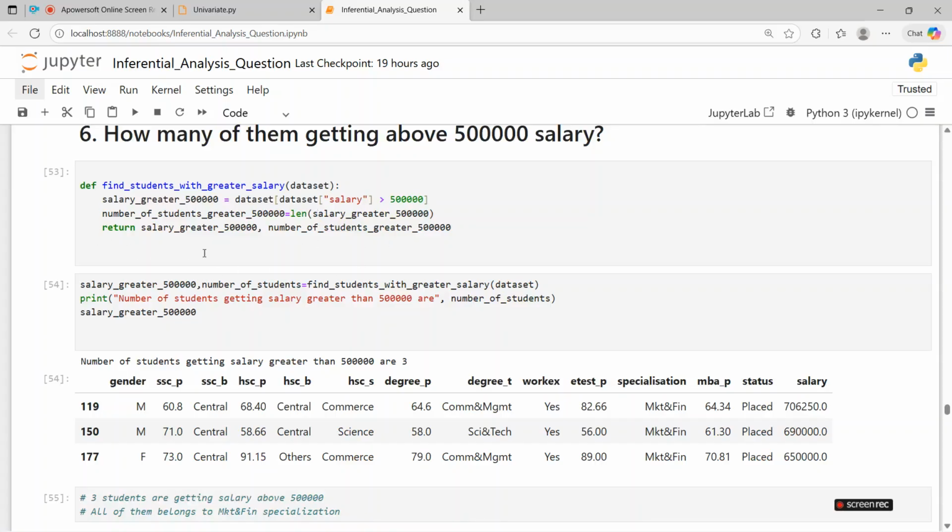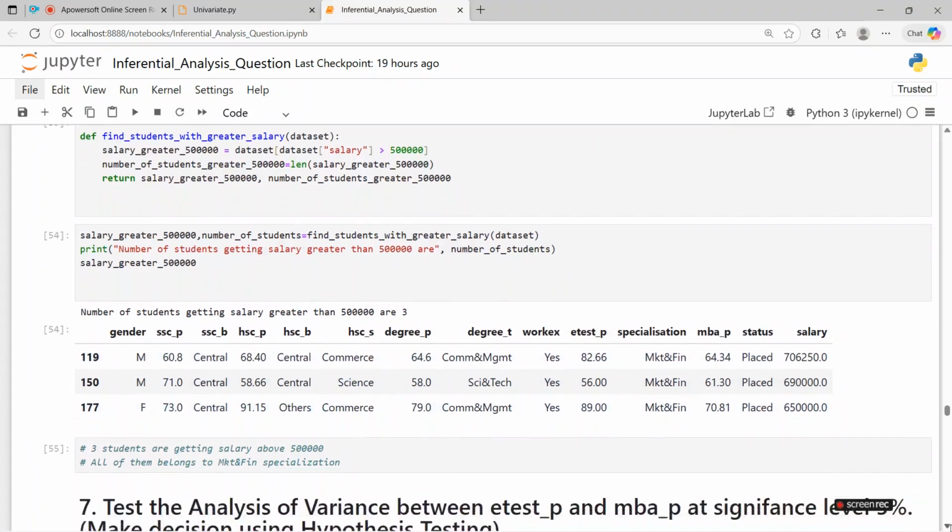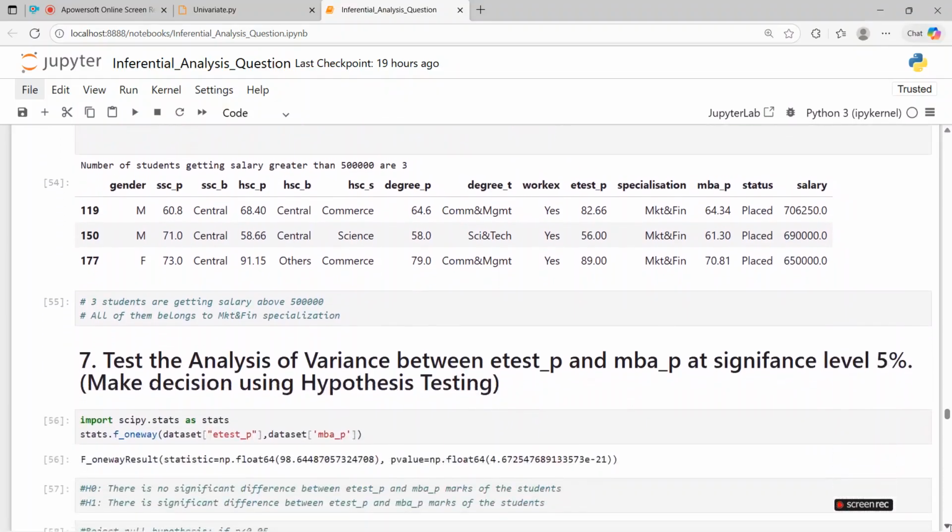We are returning both the values. Once we call the function, we are taking both the values from the function into variables and printing them out. First, we are printing the number of students getting salary greater than 5 lakh, taken from the function, and we are printing the rows with all the details of the students getting more than 5 lakh. So here we can observe that students with market and finance specialization are getting more than 5 lakh as salary.